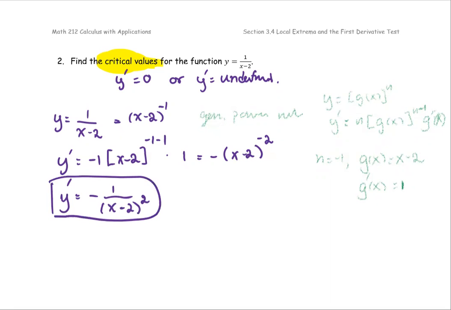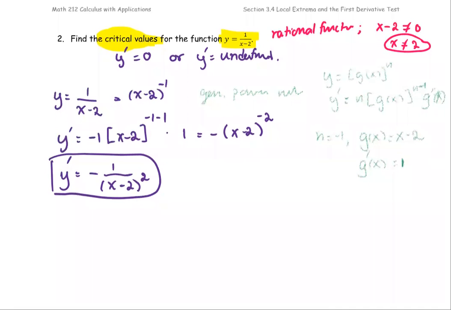One more thing that we did not put a note on. The function we have is a rational function. For a rational function, the restriction is that the denominator cannot be 0. So x minus 2 cannot be 0, which means x cannot be 2. The function is not defined at x equals 2. That's the domain restriction of this function.